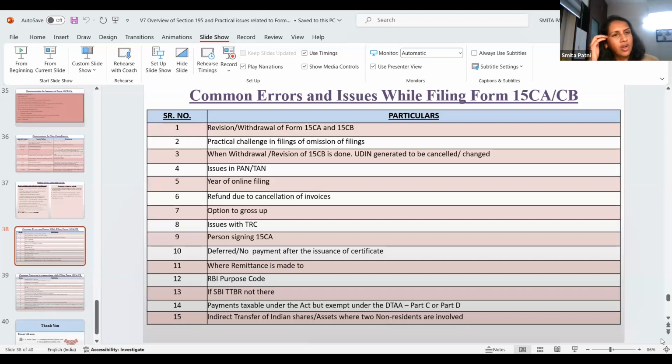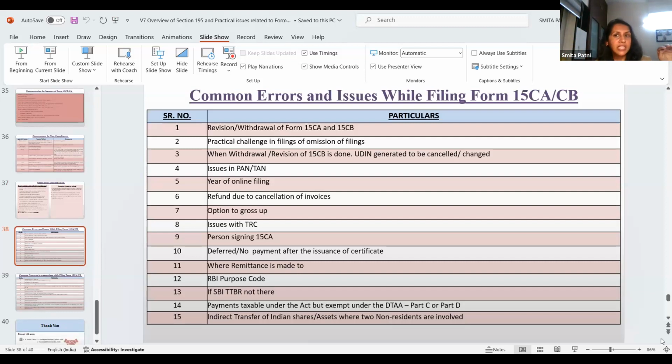Revision or withdrawal of 15CA can be done within 7 days. If UDIN is generated, then only 2 days, because UDIN is valid only for 2 days. If UDIN is not generated, then you can withdraw this 15CA in 7 days. Then there are practical challenges in filing, such as omission of filings. Obviously, if we have forgotten to do the filings, you can file section TDS returns later on also. You can deduct TDS later on also.